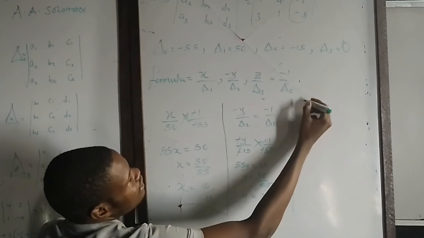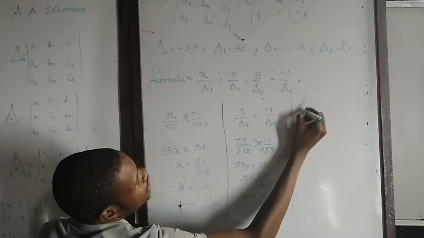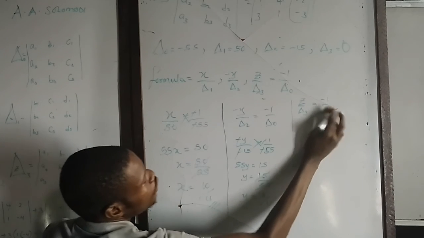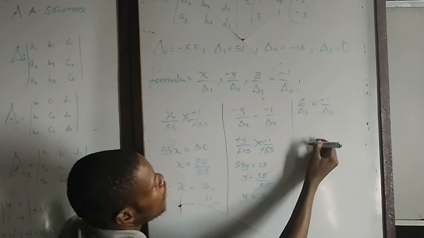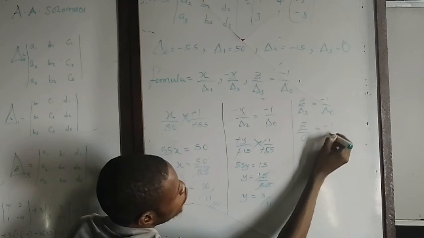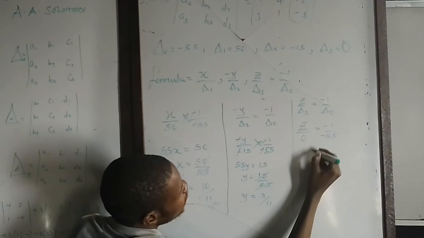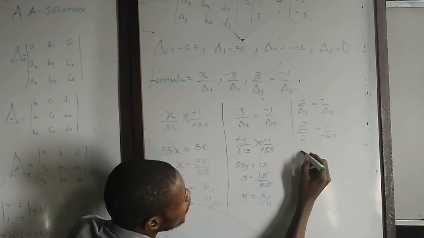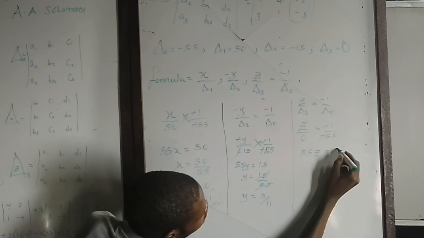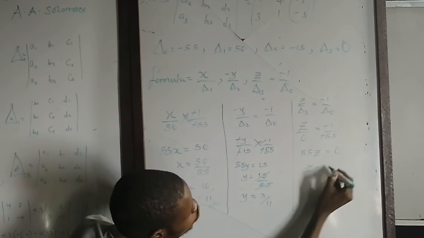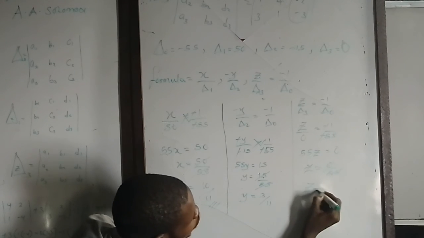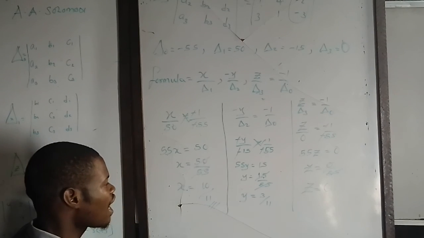So let's solve for what? Our what? Z. Our z over d3 equals to what? Minus 1 over what? d0. Do you understand? So we are going to have z over d3 equals to, our d0 is what? Minus 55. So minus cancel minus. So we are going to have 55z equals to 0. So z equals to 0 over what? 55. So z is equals to what? 0.